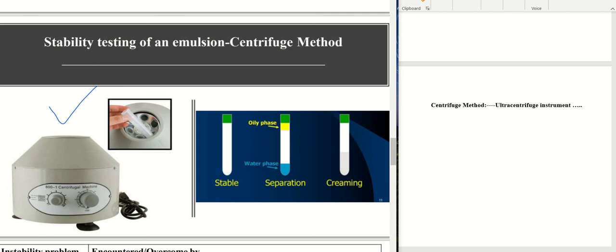This is a basic one. And we will be placing centrifugal tubes that are filled with our emulsion. This instrument is run at a specified speed, and after a specified time interval, this machine is stopped and the centrifugal tube having the emulsion is taken out to check for the sedimentation.